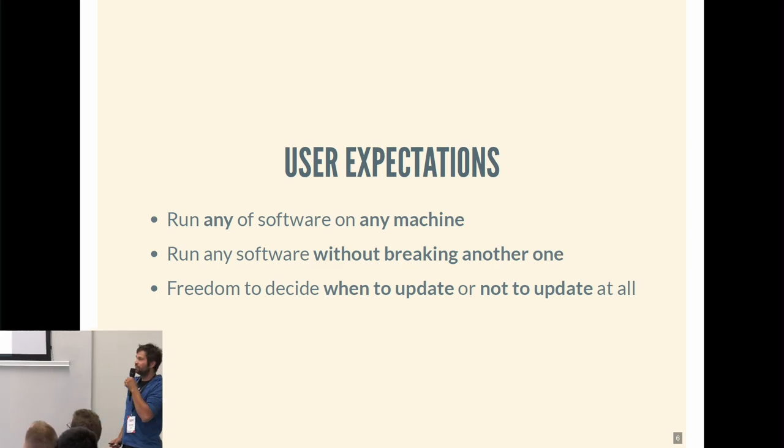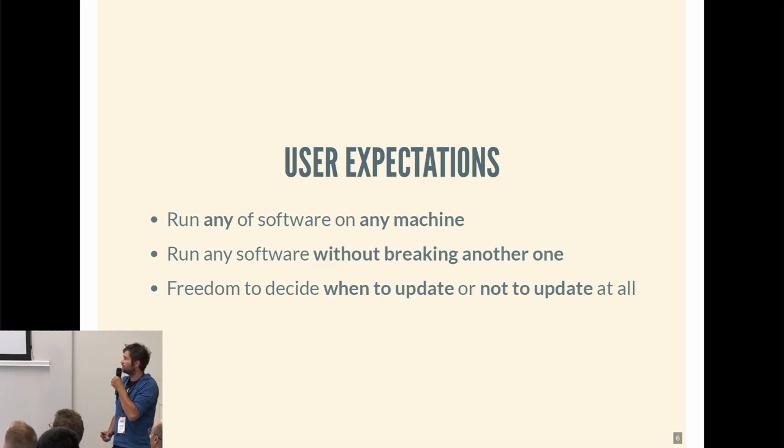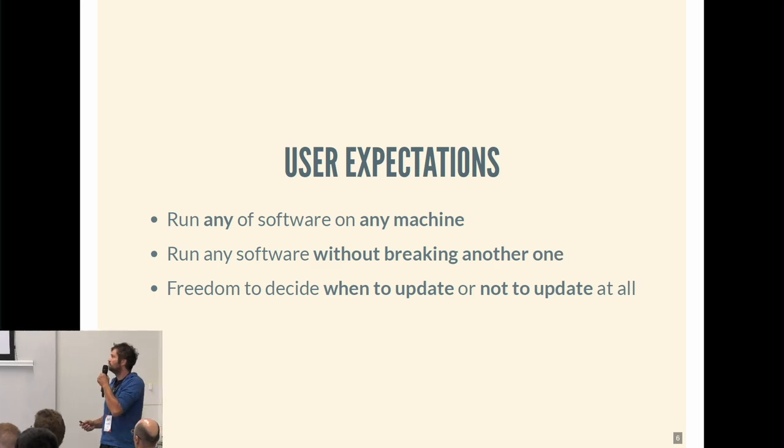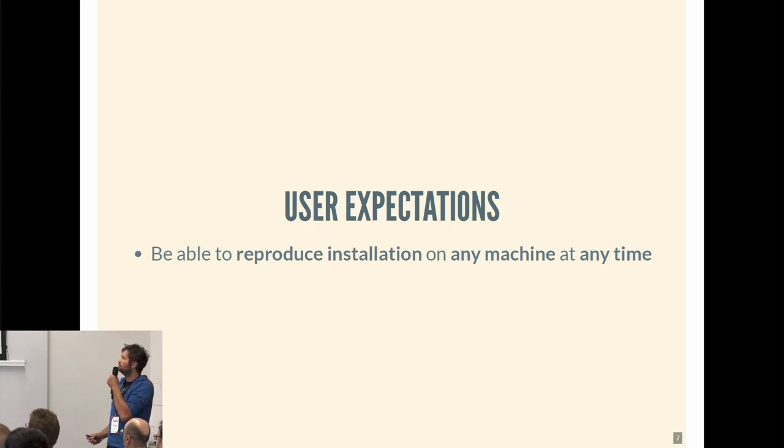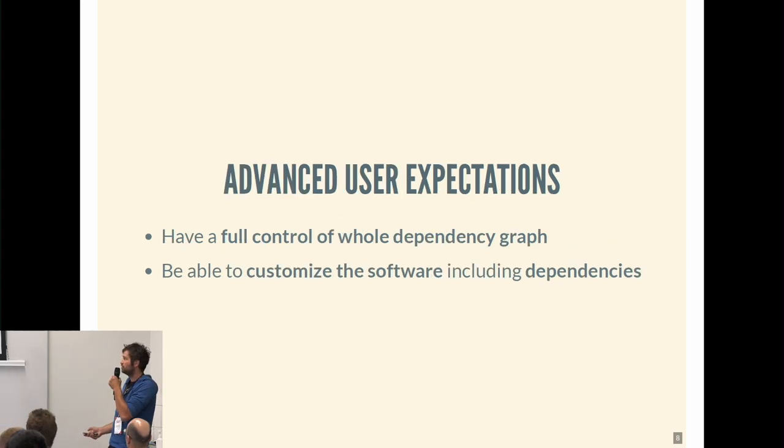And we have some user expectations, users of our software. So I tried to put together the list of expectations which I would have if I were a user. The first one is I just want to run the software on my machine, which is fair enough. I want to run a software without breaking another one. That's starting to be a little bit more challenging. And I want to have the freedom to decide when I want to update or whether I don't want to update at all. I want to be able to reproduce my installation on another machine, maybe three years later, or even now if it breaks, or on my colleague's machine.